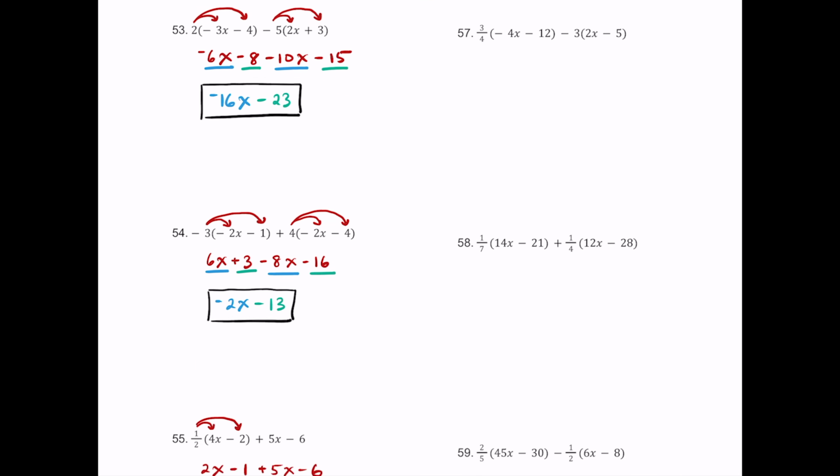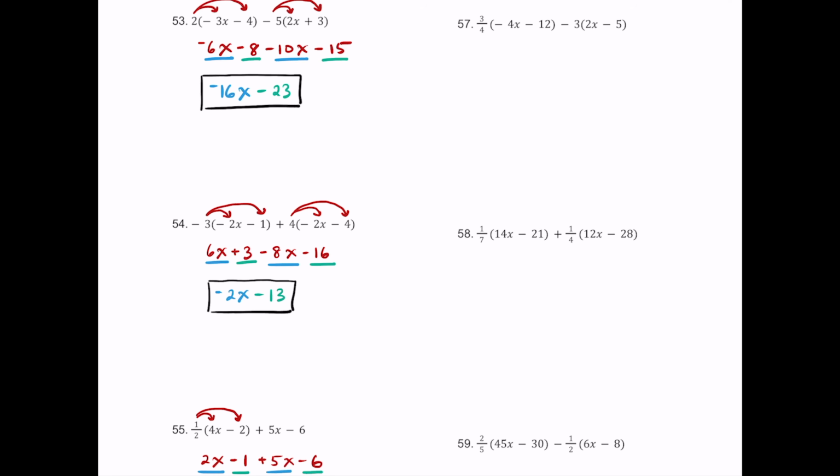Alrighty, let's go ahead and try 57. So for 57, we're going to go ahead and take 3/4 of this. And we'll go ahead and take 3/4 of this. So 1/4 of 4 is going to be 1. 3 times 1 is 3. So that's going to be negative 3x. Then if you take 3/4 of 12, well, 1/4 of 12 is 3, right? And 3 times 3 is 9. So that's going to be minus 9.